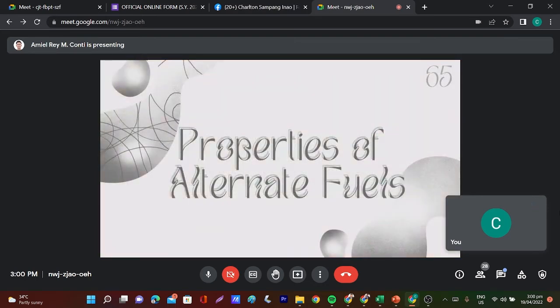So additional lang dun sa mga naunang properties ng fuel, yung solid liquid gas. Since renewable energy in demand siya ngayon to replace yung mga fossil fuels na usually na standardized na ngayon. Ito yung mga ibang examples niya.